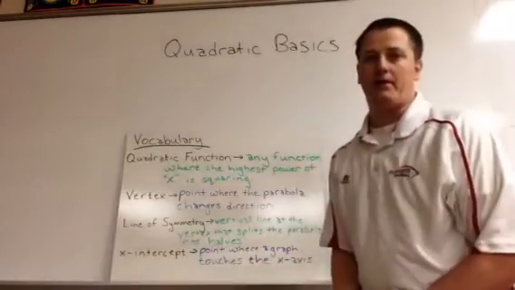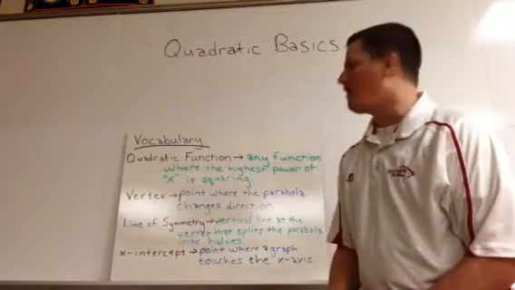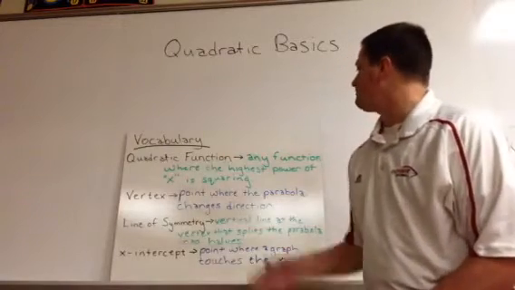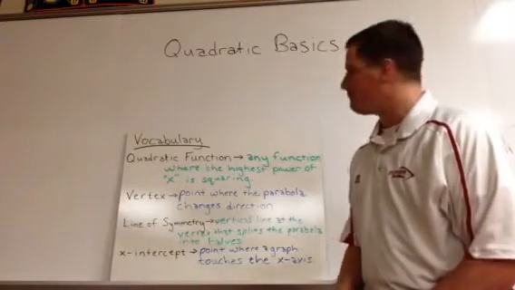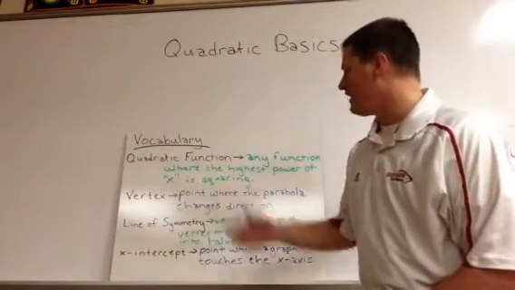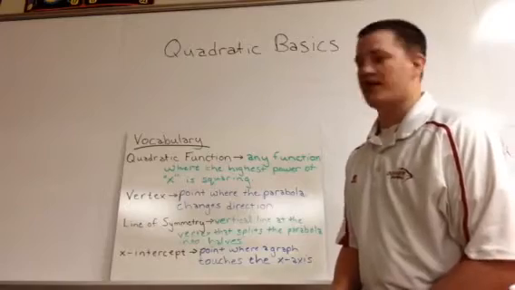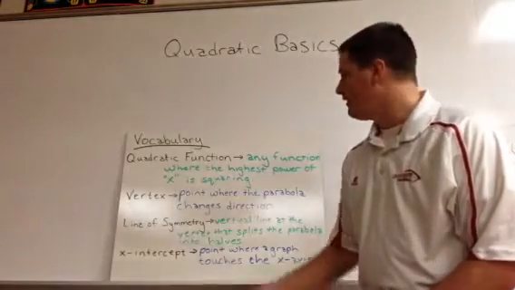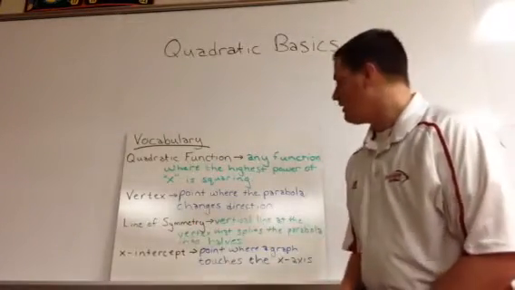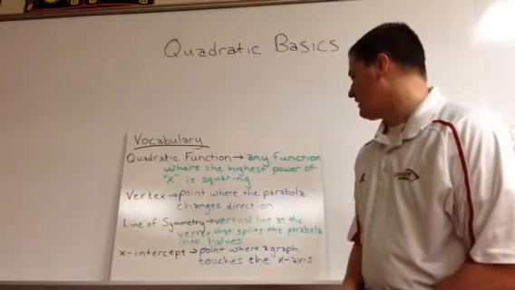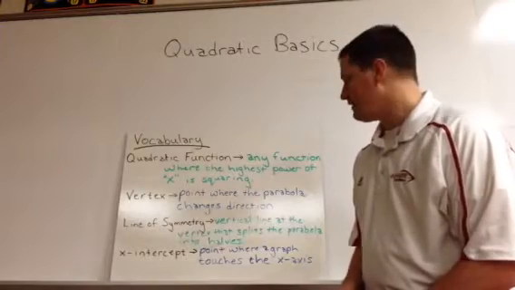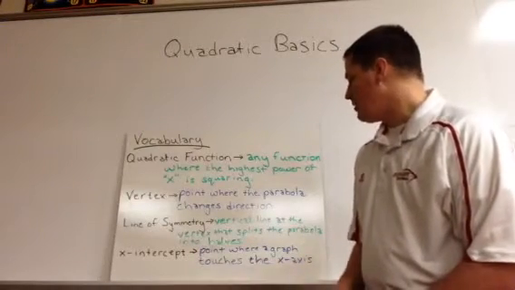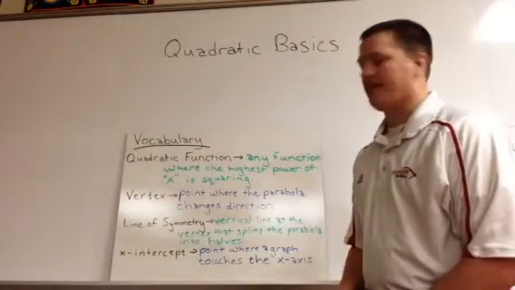The vocabulary words for this lesson are: quadratic function, any function where the highest power of x is squared. Vertex, a point where the parabola changes direction. Line of symmetry, a vertical line at the vertex that splits the parabola into halves. And x-intercept, a point where a graph touches the x-axis.